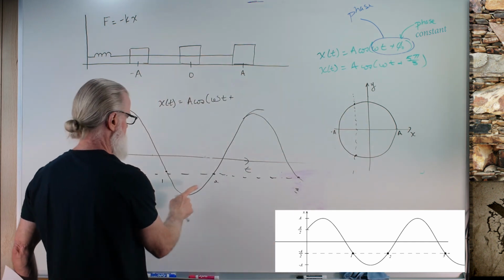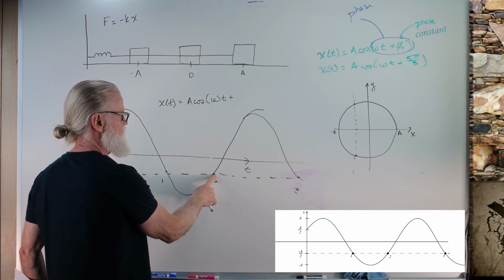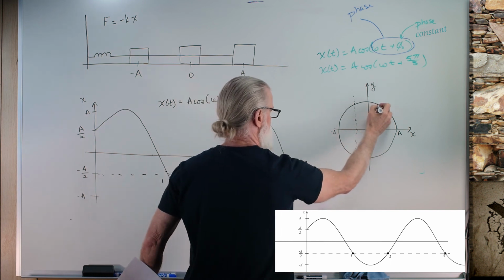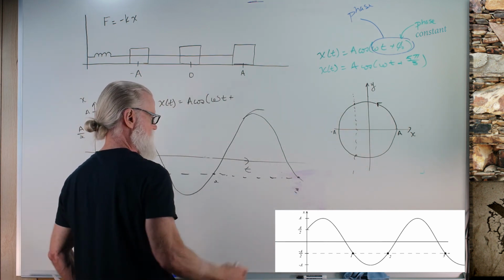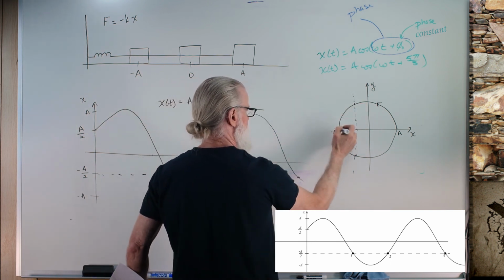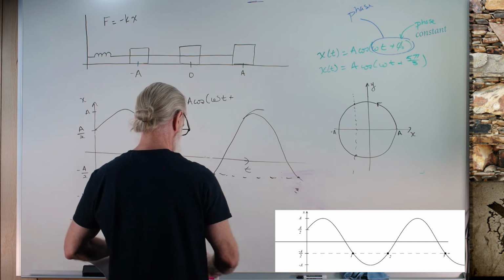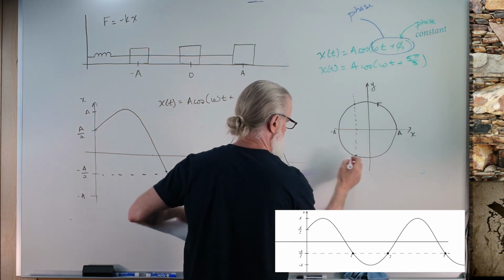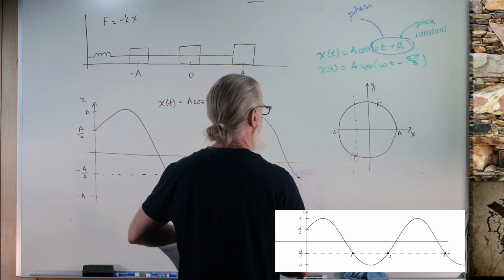Which way is it going? Let's see. It's here, and it's headed towards the equilibrium position, right? Keep in mind, that's the direction, going around the circle like that. This one is headed towards A. This one's headed towards the equilibrium position. So it looks like it's down there. Boom. And let's see what we got.